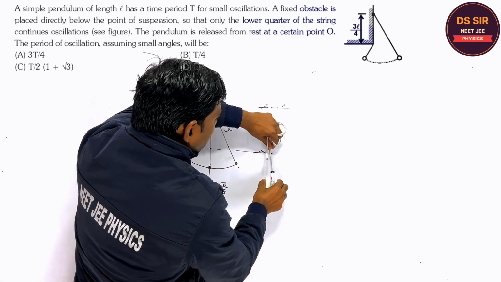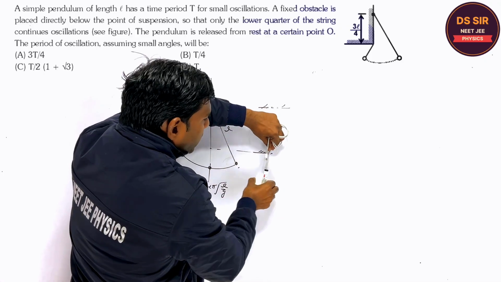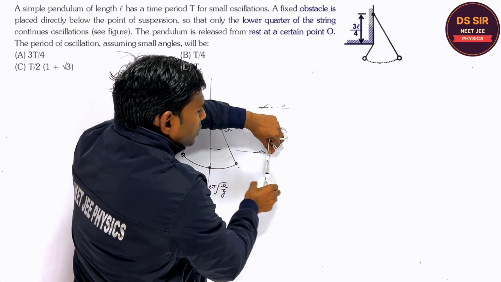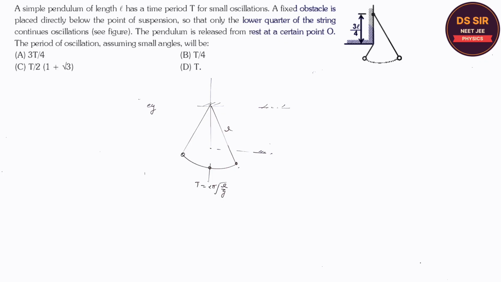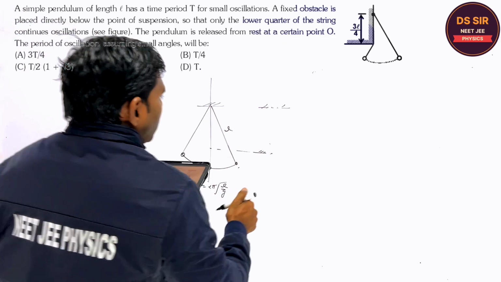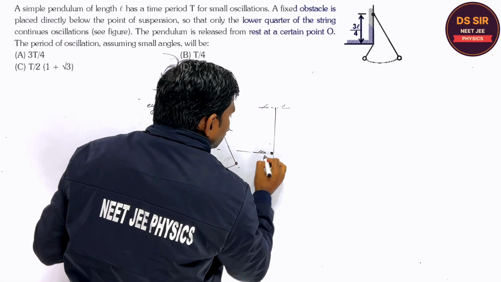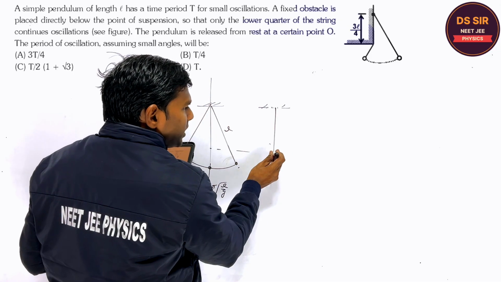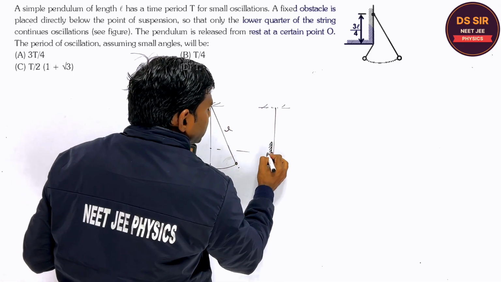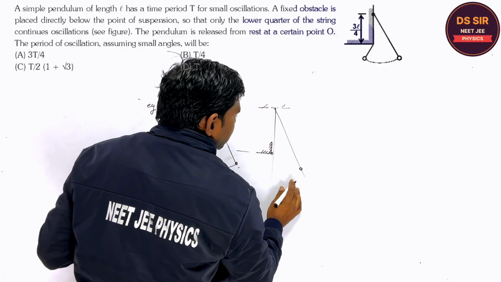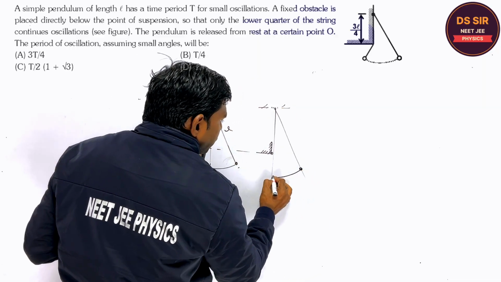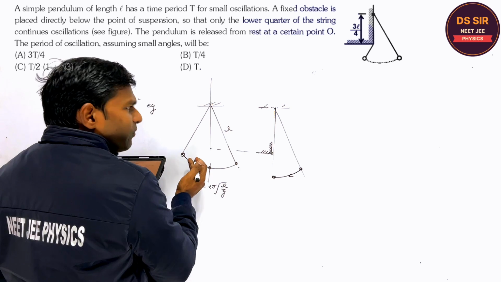Now again it moves a length of L by 4. You understand or not? So this is the thing, right? We have to find the total time period. You can assume there is a nail, or you can assume there is some support. So when it is released from rest, it comes to this point in the same way.